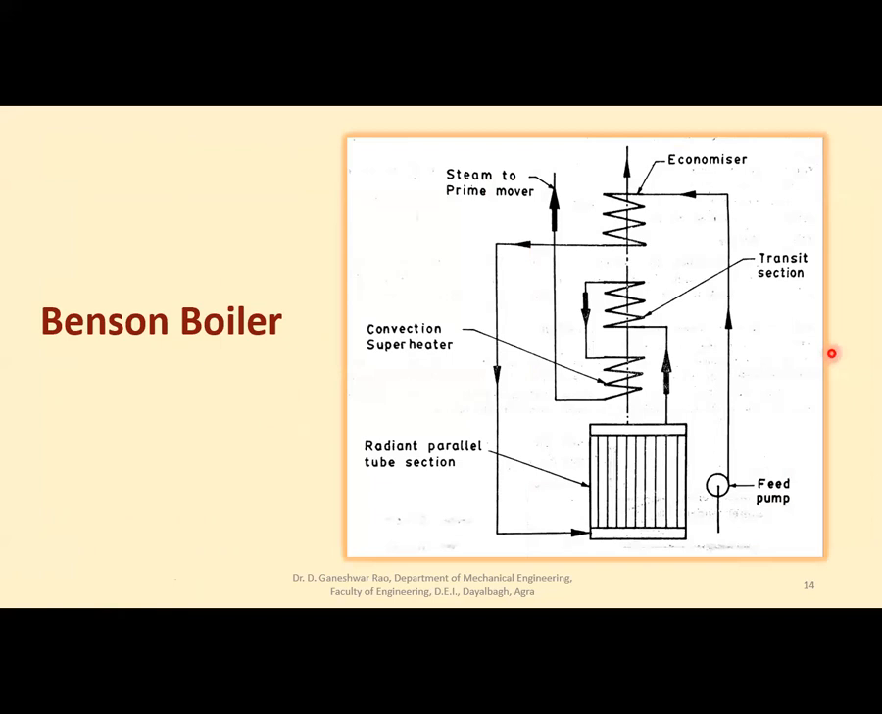So this is again the circuit diagram of the Benson boiler. Water from the feed pump at critical pressure enters the economizer. Then in this radiant parallel tube section, due to radiation, it converts into complete vapor. Then this transit section, or convection superheater, you can say, from the radiant superheater or transit section, then to the convection superheater, and finally to the prime mover, right? Try to connect it with the previous diagram and you'll be able to understand.